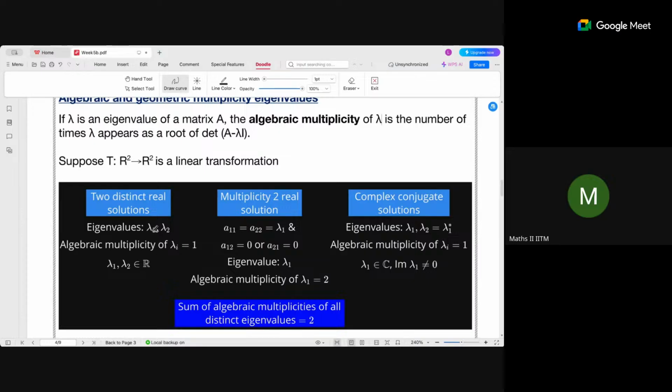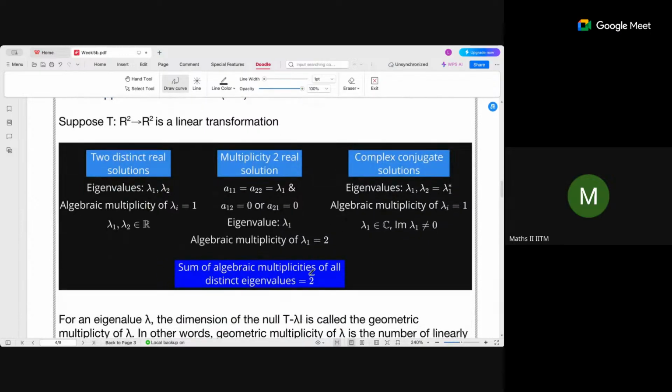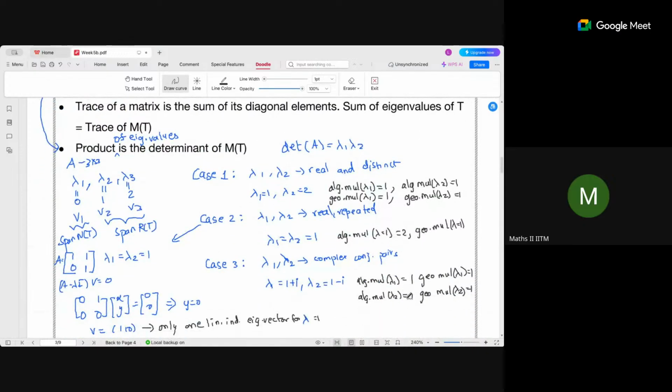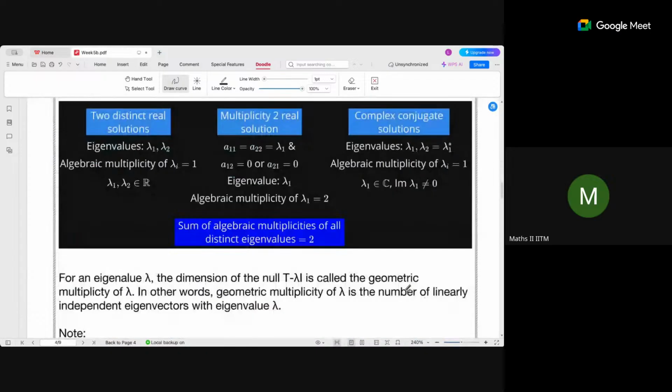So whenever we have real and distinct roots, each of these eigenvalues will have algebraic multiplicity 1. In the case when we have repeated eigenvalues, the algebraic multiplicity is 2. In the case of complex conjugate eigenvalues, again you have algebraic multiplicity 1. And the important thing you should note is that the sum of the algebraic multiplicities of distinct eigenvalues is 2. So here the sum is 1 each, here together we have 2, here also 2. In any case it is 2.